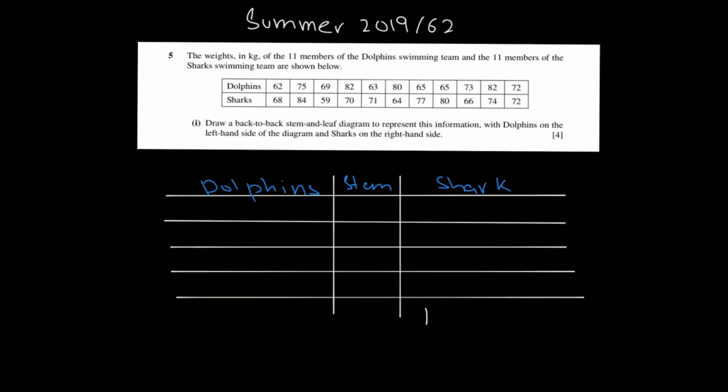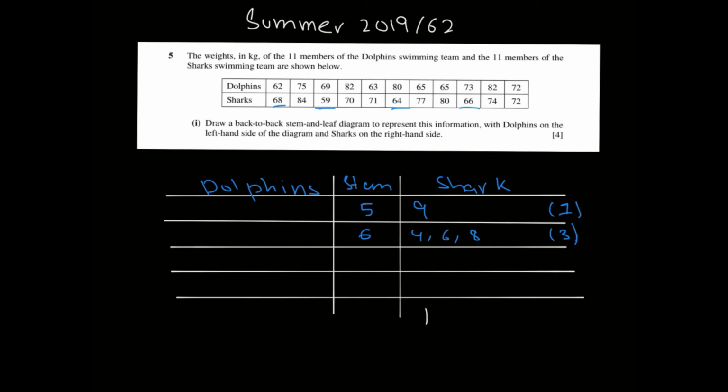The least value in this whole data set is 59, and that's of the sharks. So write 5 in stems and then 9 on the shark side. And then look at the other value, 6. The sharks have 68, 64, 66, so the smallest will be 64, 66, and 68. There's one value over here and three values over here, right?